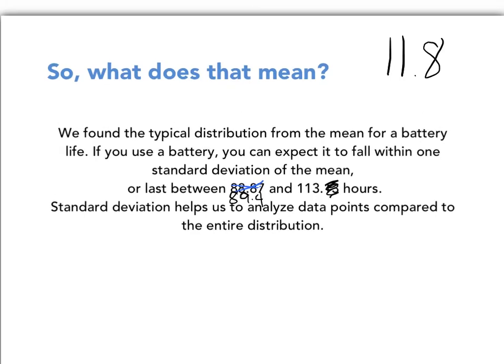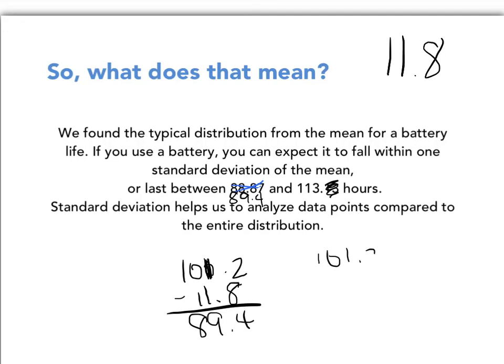And how we got that was we took the mean of 101.2 and we took away our standard deviation of 11.8 and got 89.4, and then you also have to add a standard deviation in the positive direction, and we got 113. So anywhere between 89.4 and 113 hours is within one standard deviation of the mean, and you can expect your battery to last that long. Standard deviation helps us to analyze the data points compared to the entire distribution.